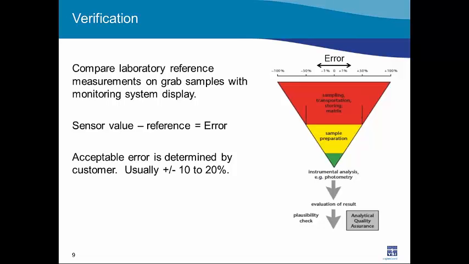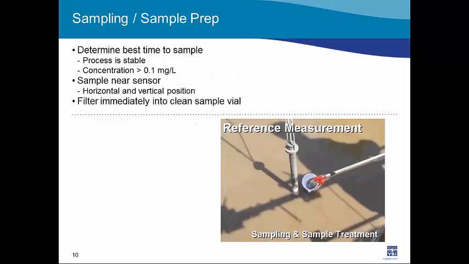From an acceptable error standpoint, again, this is up to the customer. These are not laboratory instruments. They are in the process where they are really subject to a lot of variable conditions, but nonetheless, customers generally evaluate suitability of these sensors based on a plus or minus 10 to 20%. Of course, if you're measuring at very low concentrations, you may want to use a tolerance of an absolute value. So, for example, plus or minus 0.2 or so.